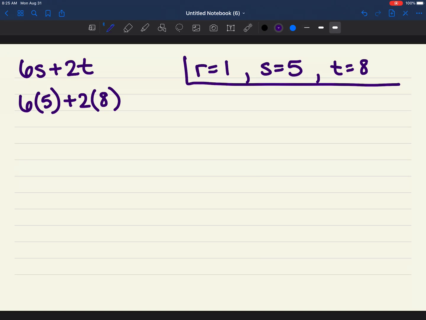All right, what would I do first? 6 times 5. Okay, can I also do 2 times 8 in that same step? Yes. All right, what is 6 times 5? 30, so I would get 30 plus what? Very good, 2 times 8 is 16. All right, then all I have to do is add those together for a total of 46.